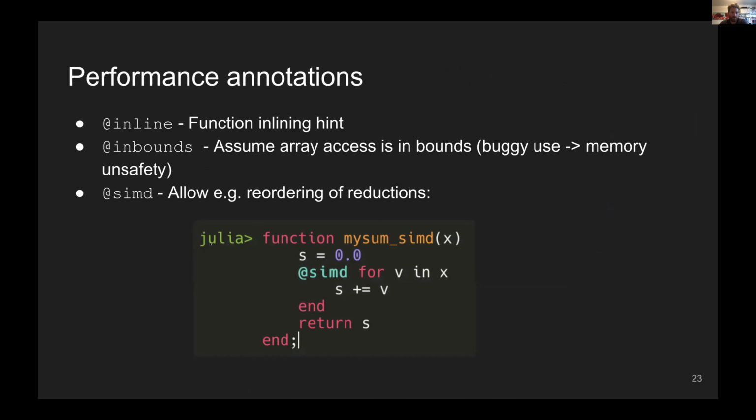There are some performance annotations you can use on functions. So you can add @inline and say that I want this function to inline. Sometimes that's useful for performance. There's an @inbounds annotation, which basically says that I assume that this array access is in bounds. Otherwise, normally if you access things out of bounds, you will get a bounds error and an exception. But in some cases, when you have a really hot loop, you need to be able to turn this off. But of course, if you use this wrong, then Julia might write to memory.